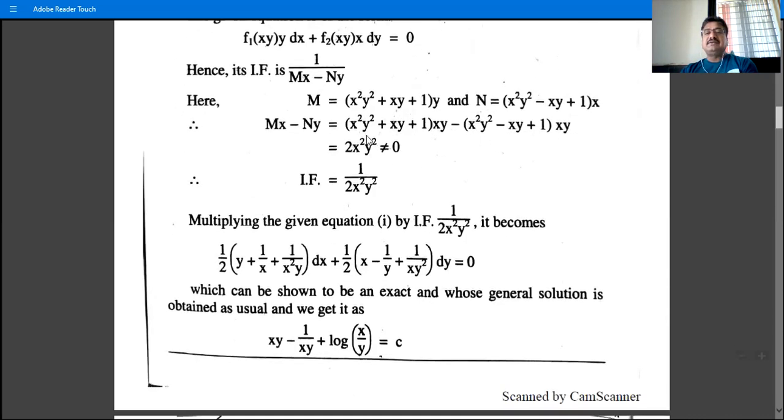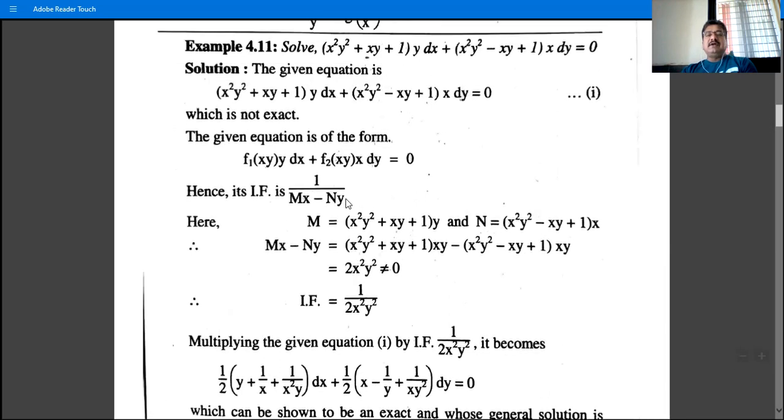After simplification, we have x³y³ + x²y² + xy − x³y³ + x²y² − xy. And so this becomes 2x²y². Only x²y² remains, and the remaining terms get cancelled. There is 2x²y², and it is not equal to 0. And so the integrating factor is 1/(2x²y²). So Mx − Ny is not equal to 0, and therefore 1/(Mx − Ny), that is 1/(2x²y²), is the integrating factor.